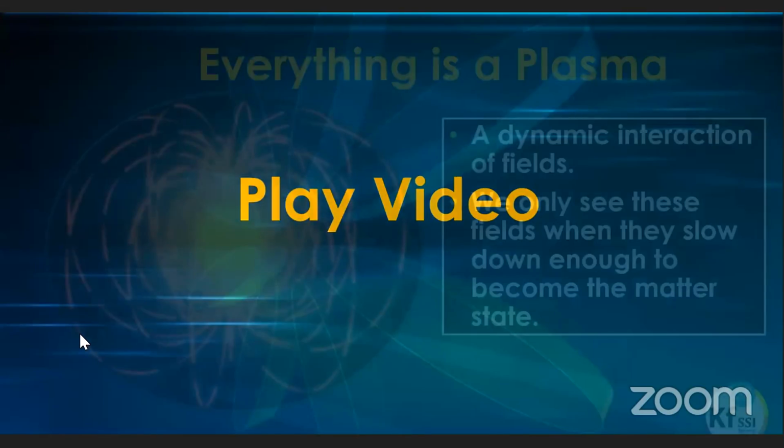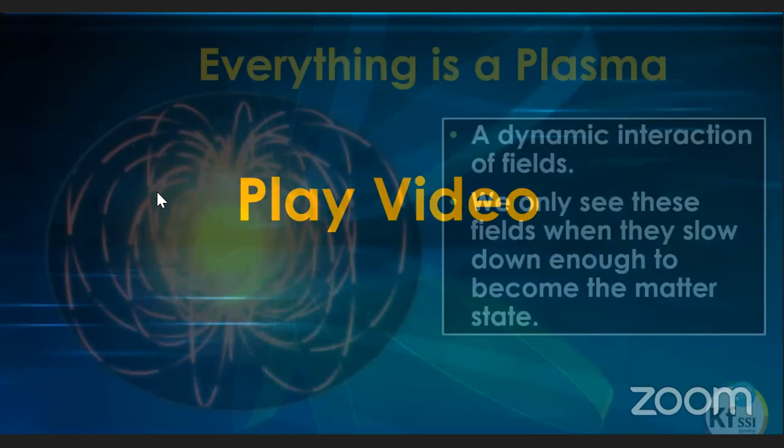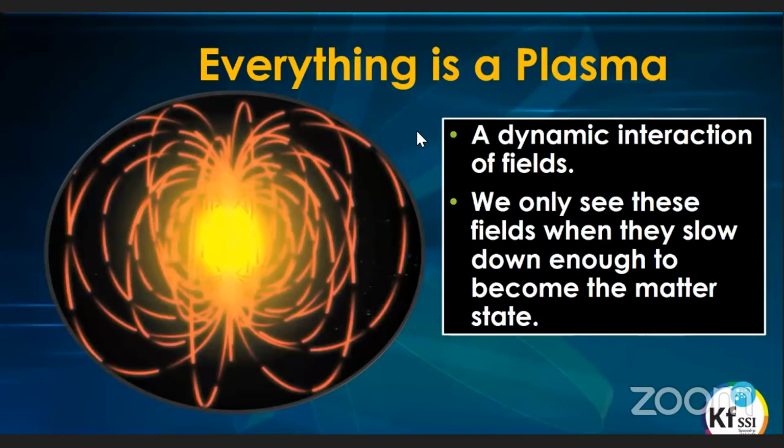Okay, so we then have to view that we see the dynamic interaction of these fields. So you've got the magnetic rays coming together, they find a match, and they start interacting with each other, and they start creating that dynamic interaction of these fields. And this is what we call a plasma. And we only see these fields when they slow down enough to become the matter state. That's why there are different strengths out there. That's why we don't see them. So we only see those which have slowed down enough for us to be able to see it as the matter state.